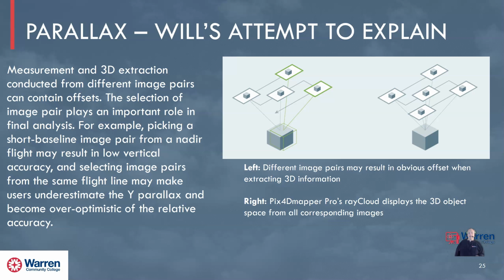So here's going to be my attempt to explain parallax. Its measurement and 3D extraction conducted from different image pairs can contain offsets. The selection of the image pair plays an important role in the final analysis. For example, picking a short baseline image pair from a nadir flight may result in low vertical accuracy, and selecting image pairs from the same flight line may make users underestimate the Y parallax and become over-optimistic of relative accuracy. Okay, so this is coming right straight from PIX4D and their websites.